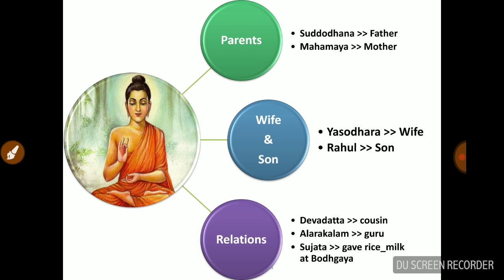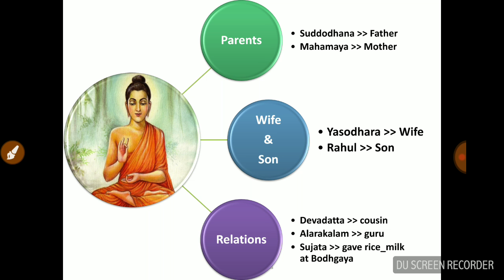Next, family related things related to Buddha. The father, the king, was Suddhodana and the mother was Mahamaya. They had one child, Gautama Buddha, or in other words Siddhartha. He got married to Yashodhara, the wife Yashoda, and had one son named Rahul. There are some other relations you have to keep in mind. Devadatta is a cousin of Buddha.